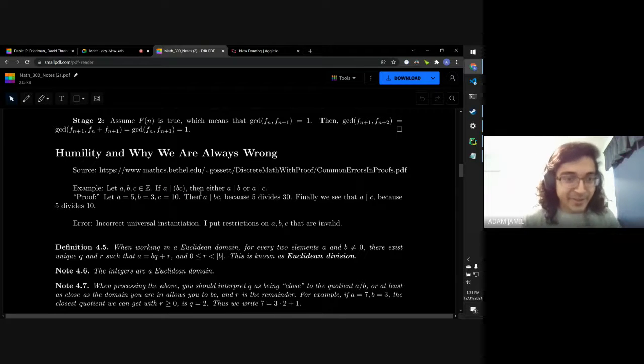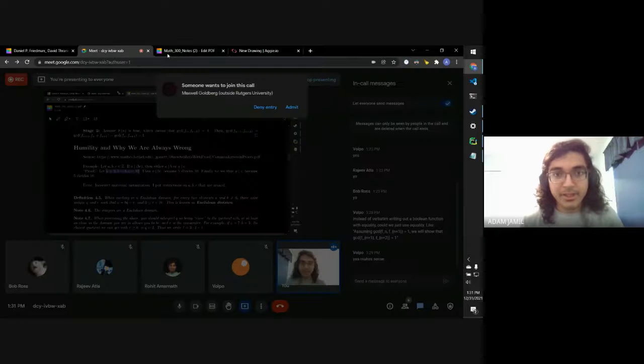So obviously the error here is universal instantiation. This is kind of a silly way to do universal instantiation wrong, right? But sometimes people are convinced by this, where I have just picked specific numbers.